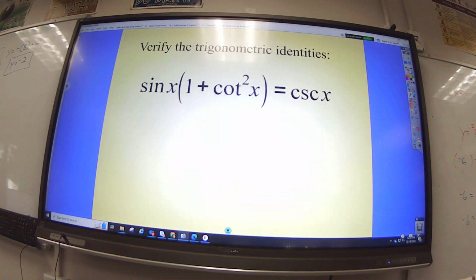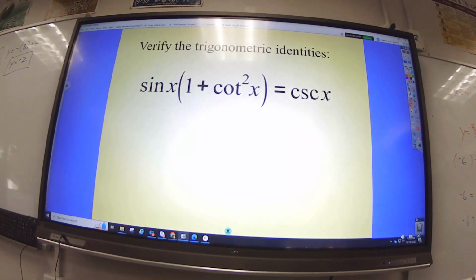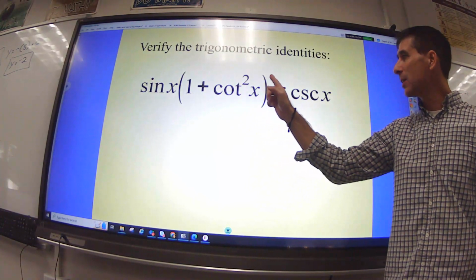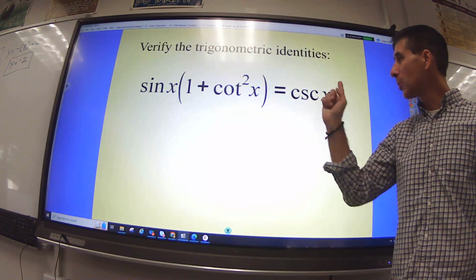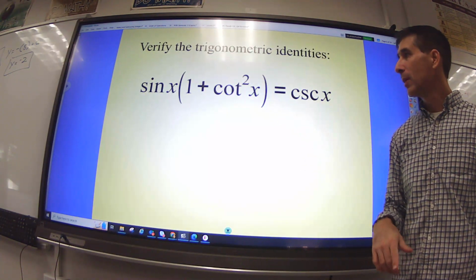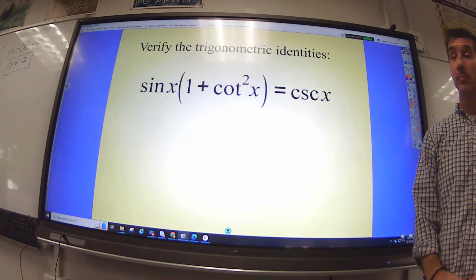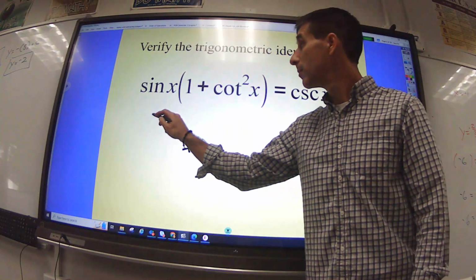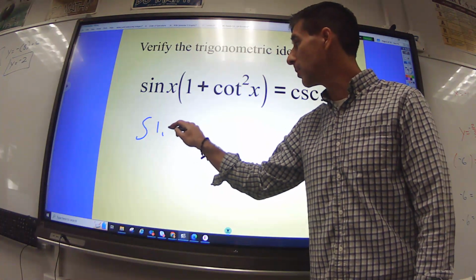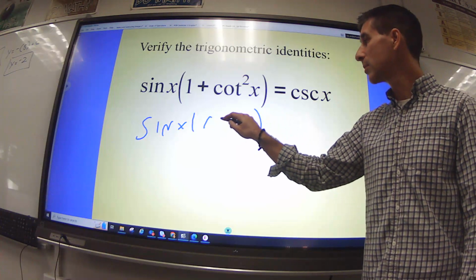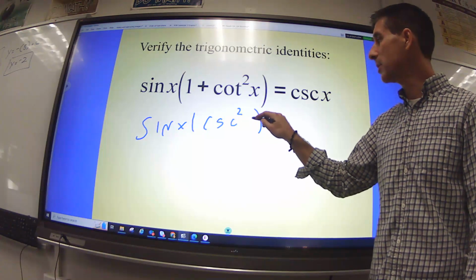Okay. Verify the trigonometric identities. That's so easy. Here we go. Verify that sine x times 1 plus cotangent squared x equals cosecant x. Now, what does 1 plus cotangent squared x equal? Someone say it. What does it equal? Cosecant squared x. Any questions?